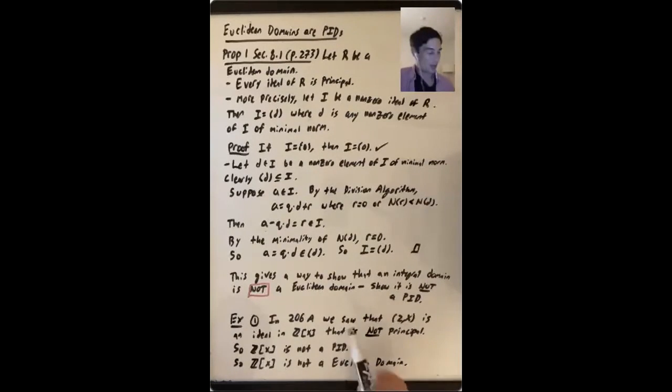So our first example is from last quarter, when we talked about ideals and what it means to be the ideal generated by a subset. We saw that the ideal generated by 2 and x is an ideal in Z[x]. It's a proper ideal that is not a principal ideal. So that means that Z[x] has an ideal that's not principal, so it's not a principal ideal domain. And what does that mean? It's definitely not a Euclidean domain, because every Euclidean domain is a PID.